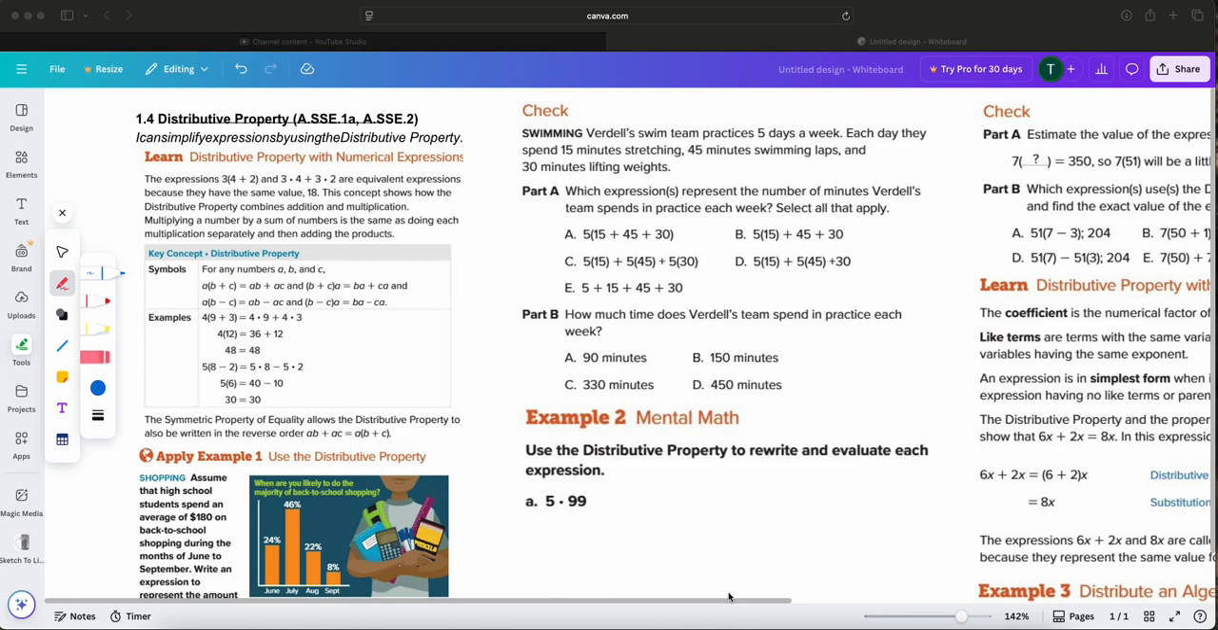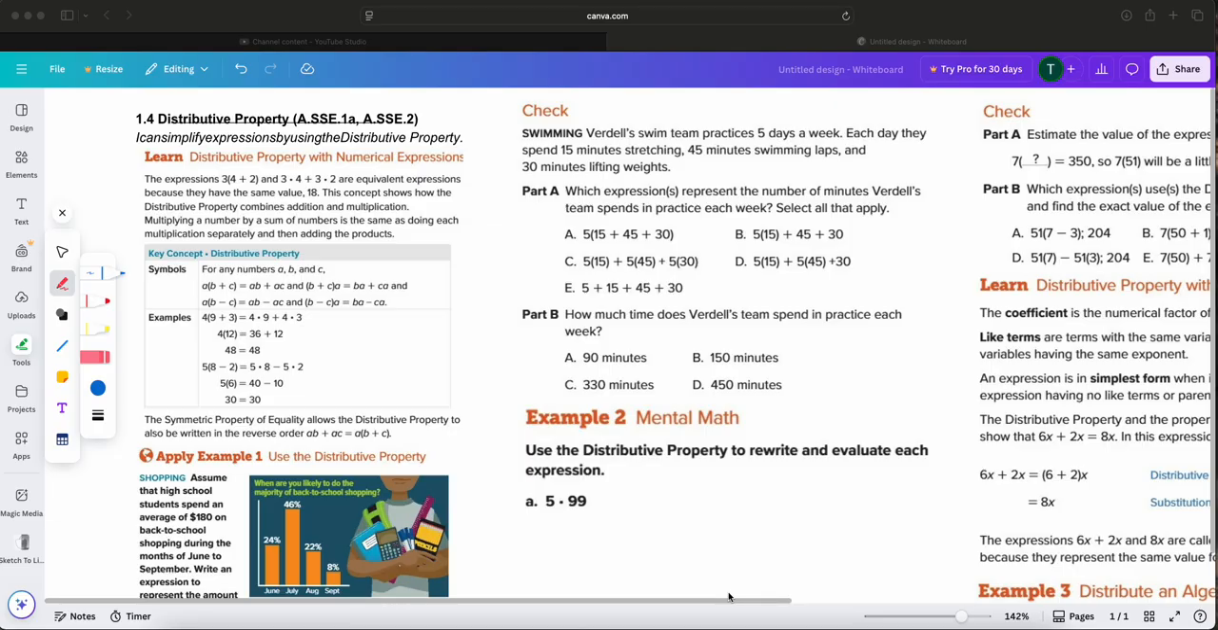We're going to cover 1.4, the distributive property. So it says the expression 3 times (4 + 2) and 3 times 4 plus 3 times 2 are equivalent expressions because they have the same value, 18. The concept shows how the distributive property combines addition and multiplication.